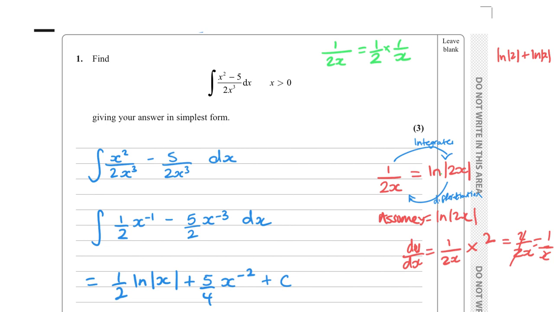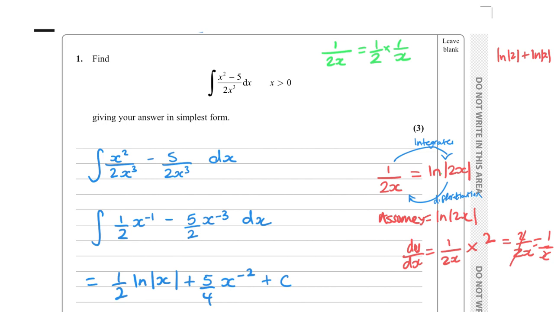Ln of 2x over 2. Yes, that would give us 1 over 2x. However, we wouldn't write ln of 2x over 2. Why? That's the correct integral using assumption. Ln of 2x, and then you're dividing it by 2. You get divided by 2, you multiply. No, I think that'll be 4x. No, because we can't integrate lns in Pure 3.